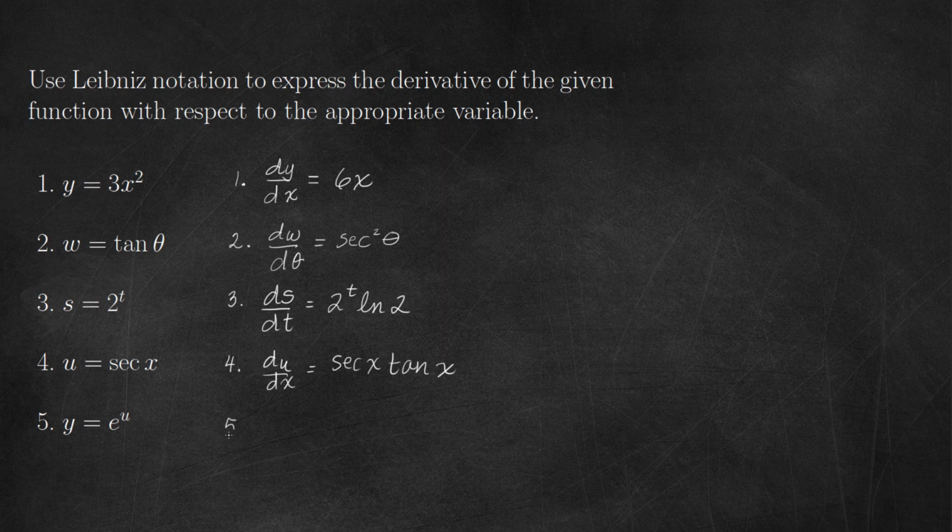Number 5, y equals e to the power u. So my derivative will be dy du, and the derivative of e to the u with respect to u is e to the u times the natural log of e. The natural log of e is just 1, so our derivative simplifies to e to the power u.